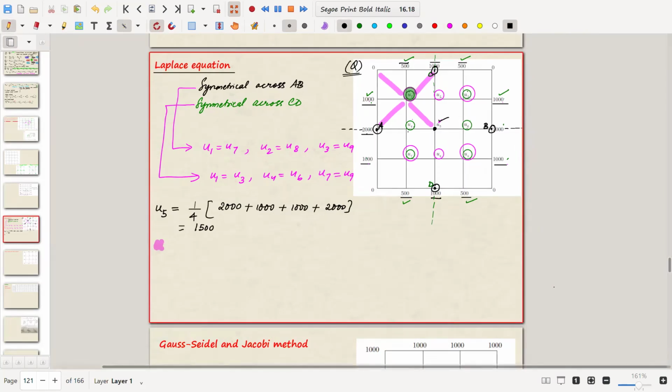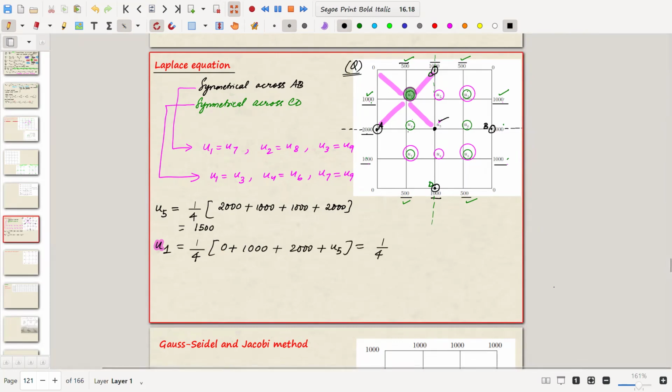U1 equals 1 by 4 of 0 plus 1000 plus 2000 plus U5. That is 1 by 4 times 3000 plus 1500. U5 you already obtained. What should it be? 4500, so 1126. After that, what do you have to compute?